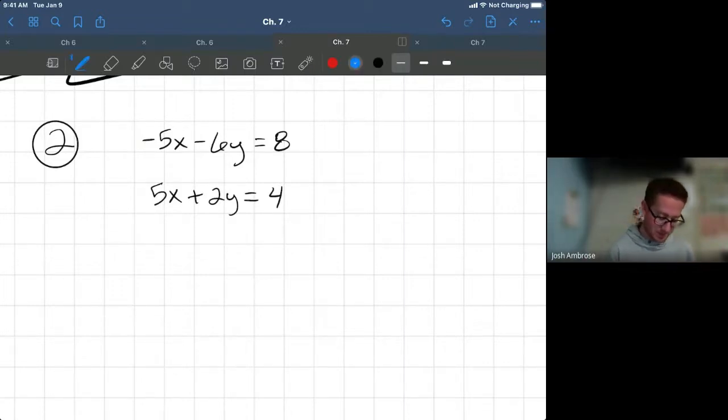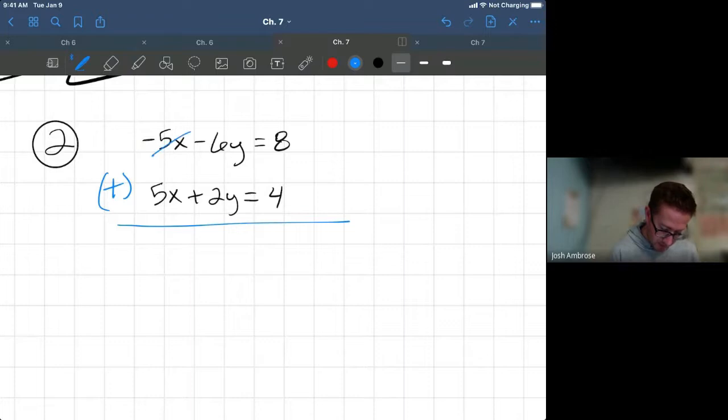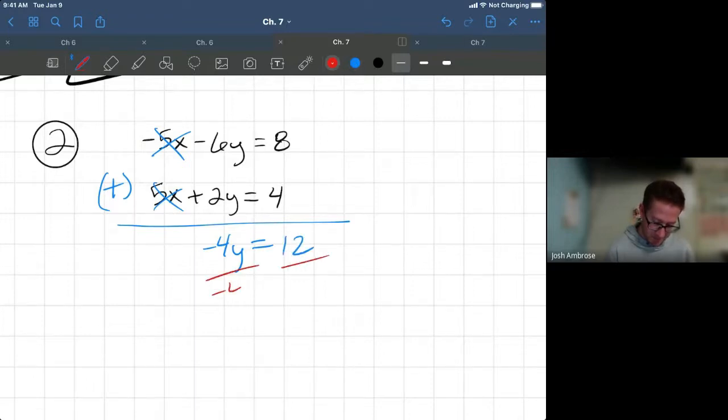Okay, so here we go. Let's set this up. We are using addition. These guys will cross each other out. -6 plus 2 makes a -4y. 8 plus 4 makes 12. Use division here to eliminate and get y equals -3.